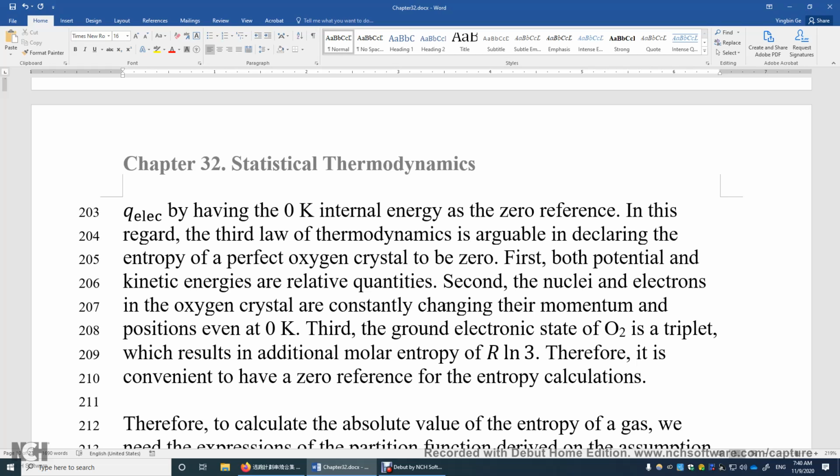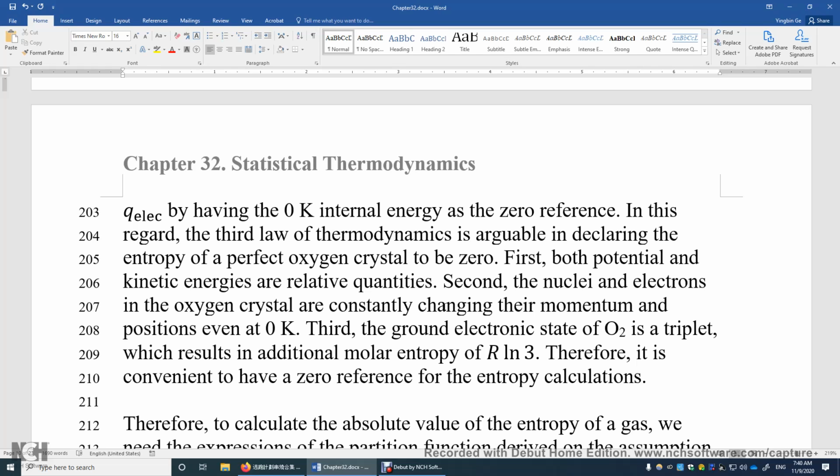The second reason the third law of thermodynamics is arguable is that the nuclei and electrons in the oxygen crystals are constantly changing their momentum and positions, even at 0 K. So you can't just declare that there's zero disorder, or that it's completely ordered. There is uncertainty about the momentum and positions of the electrons for sure, even at 0 K.